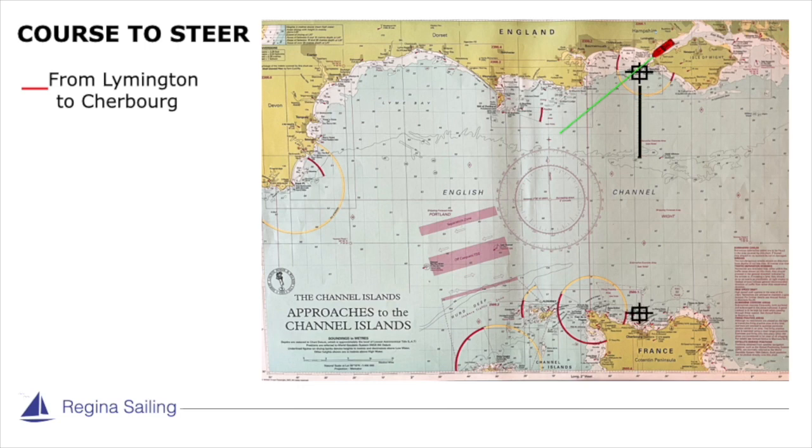So I have two waypoints here. One waypoint is the start after the Needles, and then down due south to Cherbourg. It's a course of 180 degrees. So you can then do a little overview calculation. That's why I like the chart so much.